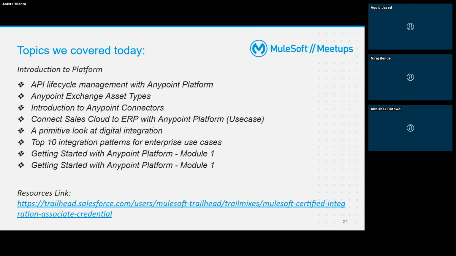And then we have talked about these two topics related to primitives: a look at digital integration and the integration patterns for enterprise use cases. From your certification perspective, these topics are very crucial, and I recommend all of you not to miss these topics from your MIA trailhead, which is presented by Salesforce. In addition to the topics written here, you can also go to training.mulesoft.com and get the links for getting started with Anypoint platform. I'll quickly show you, so that it will be easier for you also.